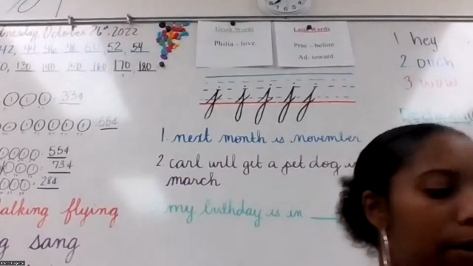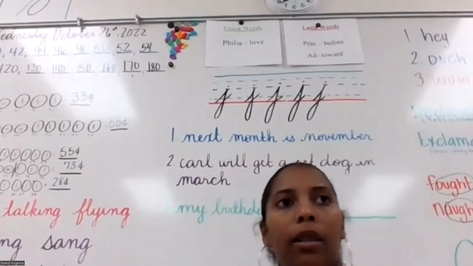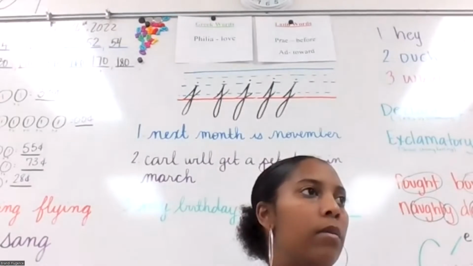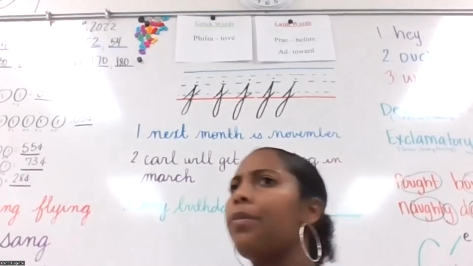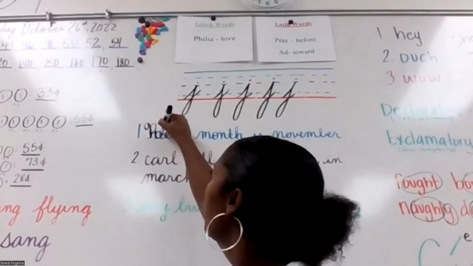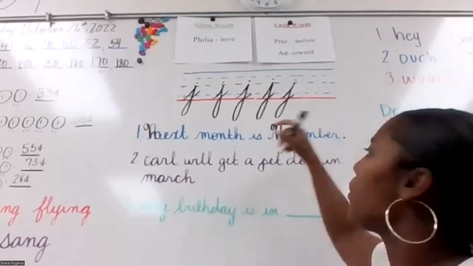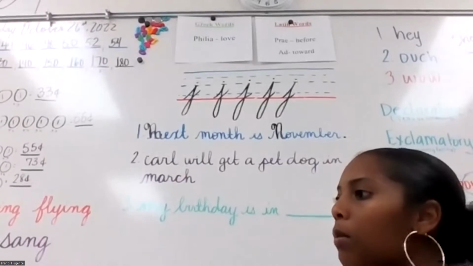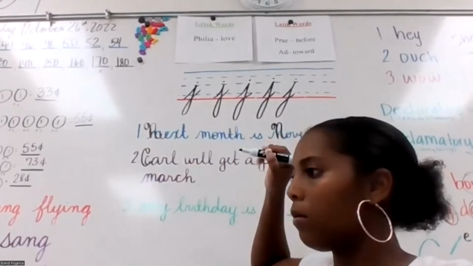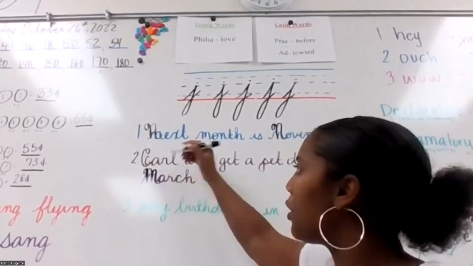All right, let's go ahead and review our sentences. Next month is November. Would anybody like to tell me how to write this sentence correctly? What's the problem? Capitalize the first letter N. N in November, that's a month, and finish with the period. Number 2, Carl will get a pet dog in March. Capitalize my first letter, C in Carl. Capitalize M in March, my month. How do I finish it?